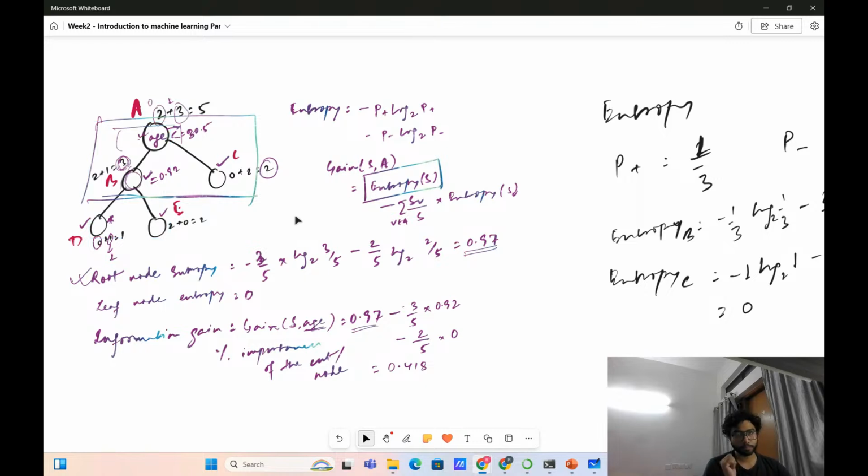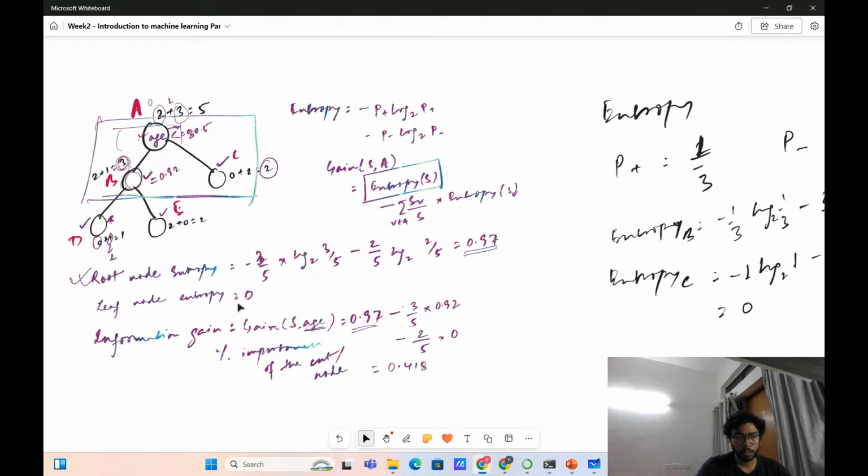So that's why in this case, all leaf nodes have entropy 0. But in a very general case, that might not always be true. That means leaf node entropy is not always 0. The entropy is 0 only when all the samples belong to a single category.